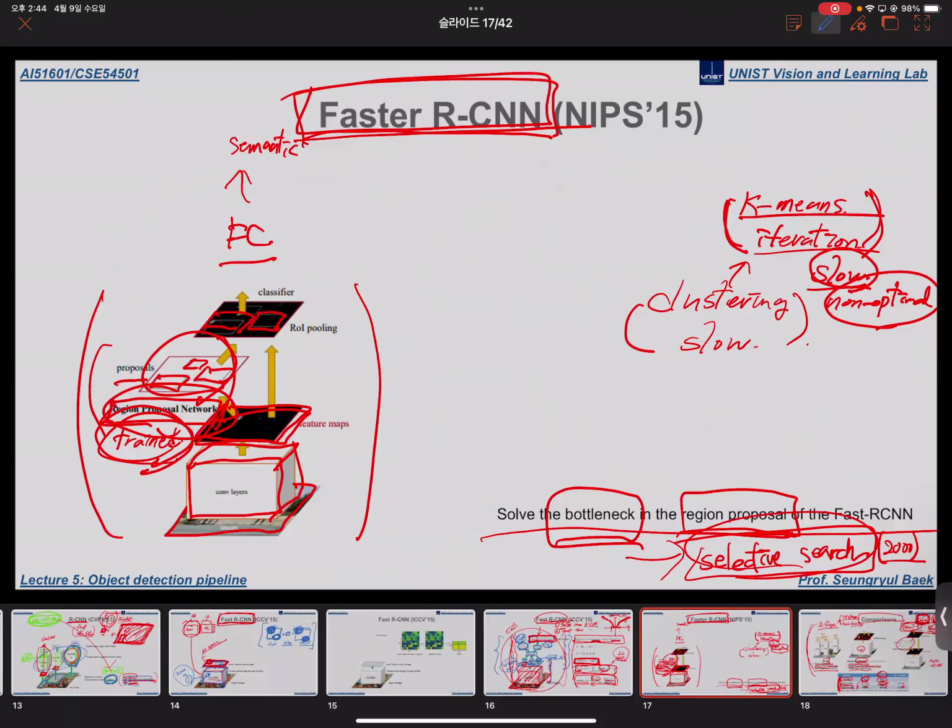And faster RCNN, as I already mentioned, there are some heuristics remaining in the object proposal generation part. It requires the clustering algorithm, which is not that optimal, and also requires many iterations to get the clusters. So there were bottlenecks remaining in this kind of algorithm. So faster RCNN is solving this kind of bottleneck inherent in the fast RCNN algorithm, and improves the speed, at the same time improving the accuracy.